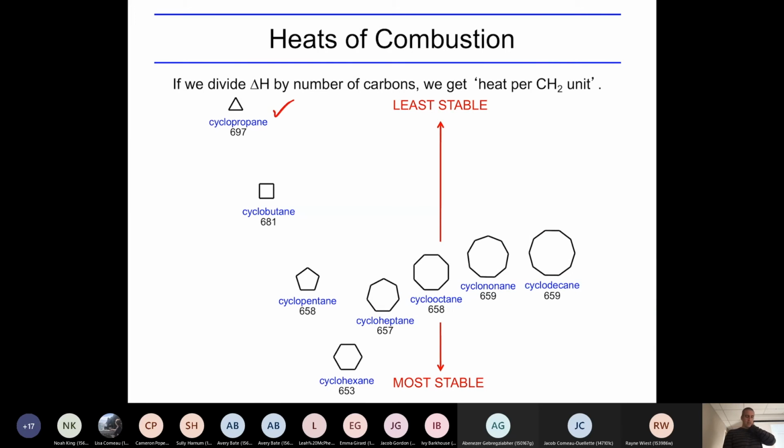Least stable: cyclopropane. Surprise, surprise. We know cyclopropane has the highest ring strain because it has really bad bond angles of 60 degrees as opposed to the ideal of 109.5. Cyclobutane is quite a bit better than cyclopropane, but still second worst. Cyclopentane, remember, this was our golden child. This was the one that we thought was going to be the most stable because it had 110, and we want 109.5. It was pretty close already, but it's not the best. It's not the most stable.